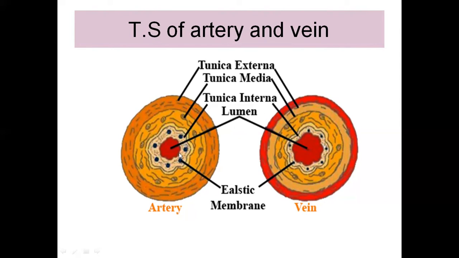But there is a difference between them. The middle portion is called the lumen or cavity. The lumen is small in an artery, but the lumen is large in a vein. So it is the main difference between artery and vein. And veins have valves, but there is no valve in arteries. And artery carries oxygenated blood, but vein carries deoxygenated blood.